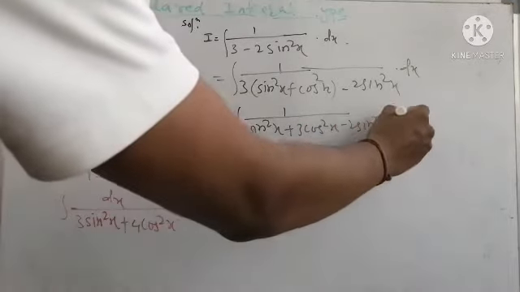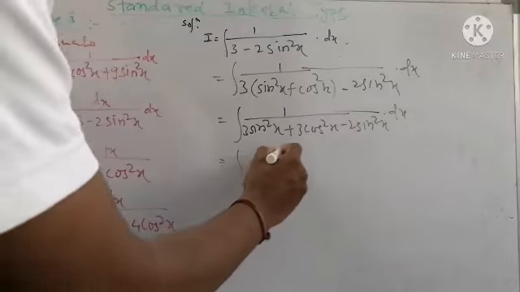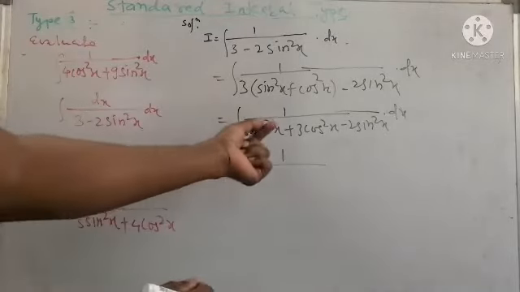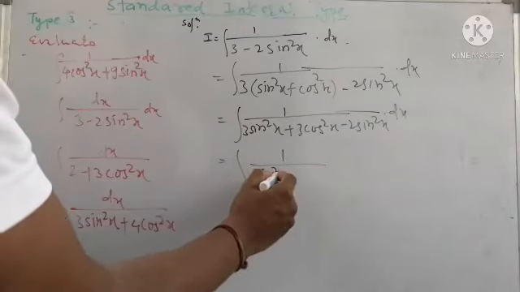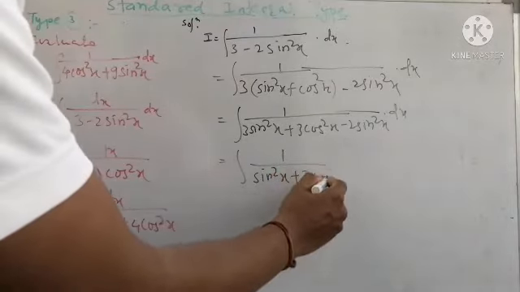Now again, adding the terms of sin square x, so 3 sin square plus 2 sin square, we get sin square x, and plus 3 cos square remains as it is.